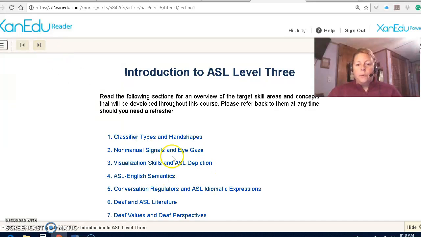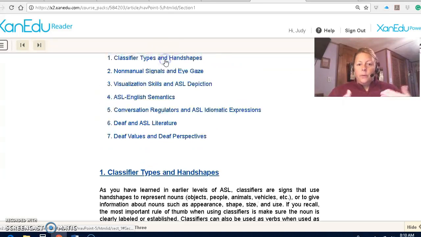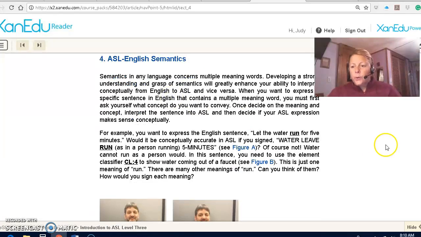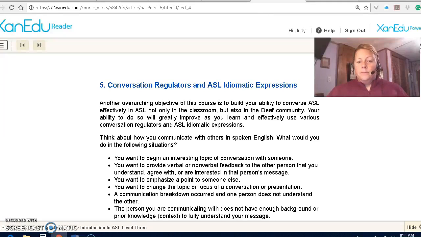So, for example, say we're looking at classifiers, and then we go into there, it shows the hand shapes, ASL versus English semantics. So see, it's showing what is correct, the right way to show running, like they are showing water running. Now this would be the verb, running. So the second picture is correct, and they could always go back and reference this. They would see it's running from the faucet. I just love the visuals in the book.